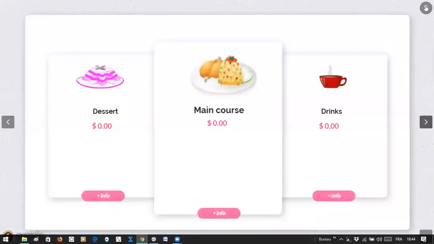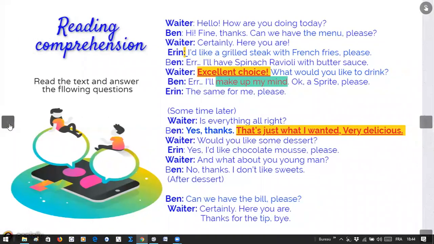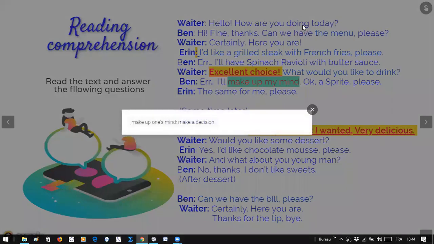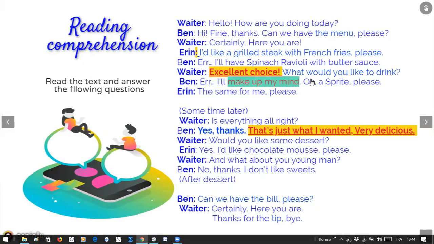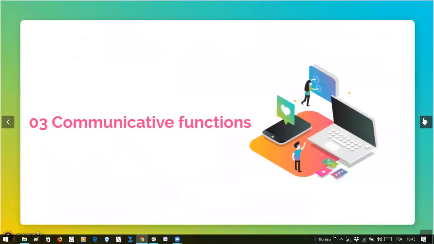That's why I'd like you to answer this question. You just read and then answer. But I just wanted one small explanation. Now here I have something in green. Ben says, I'll make up my mind. Do you know the meaning of I'll make up my mind? No? Great. When the waiter asks him, what would you like to drink? He says, I'll make up my mind. It means I'll think and decide. So, make up one's mind means make a decision. At the end, you will have three main components of the meal. I'd like you to answer.